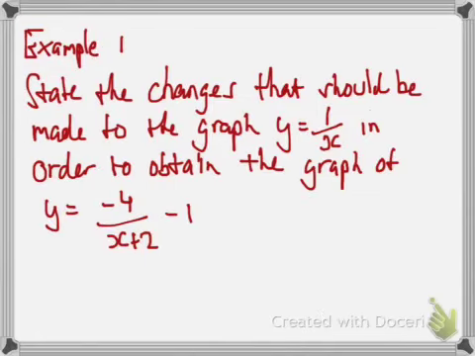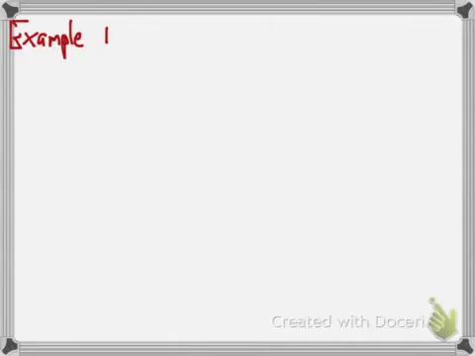Okay, let's look at an example. State the changes that would be made in order to the graph of y equals 1 over x, the standard one, to obtain the graph of negative 4 over x plus 2, minus 1. Okay, so we don't have to draw this, we just have to state the transformations. Okay, so here it is.